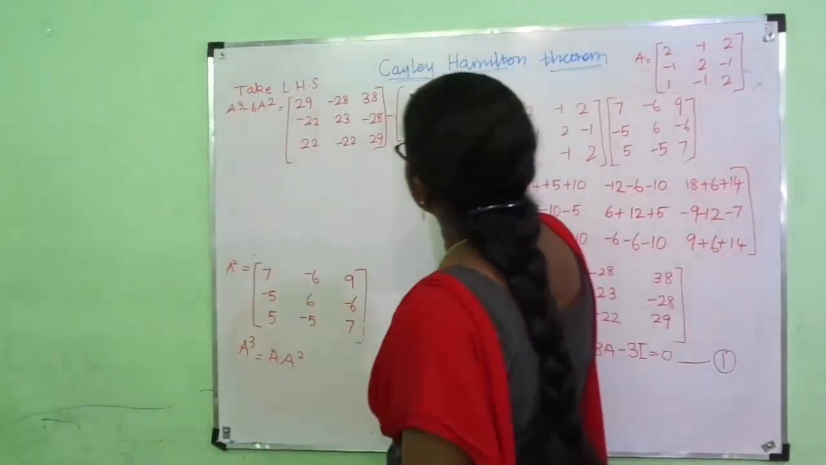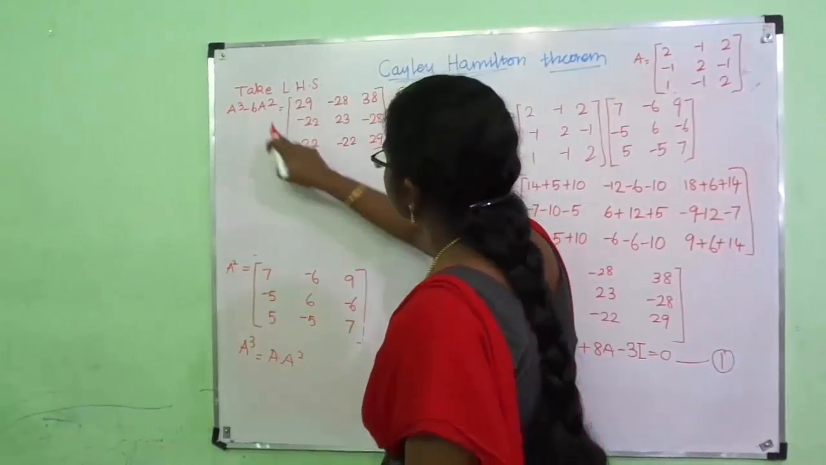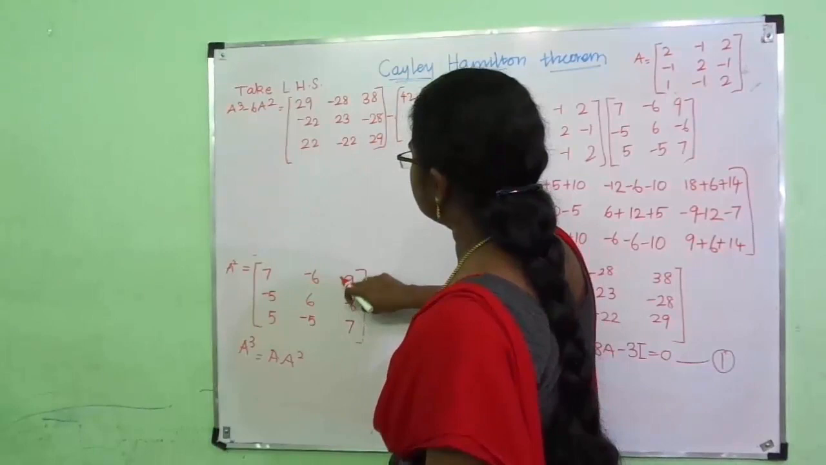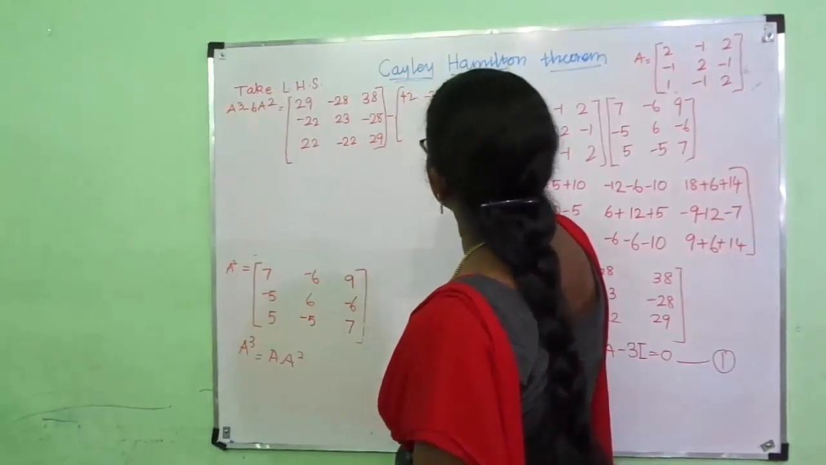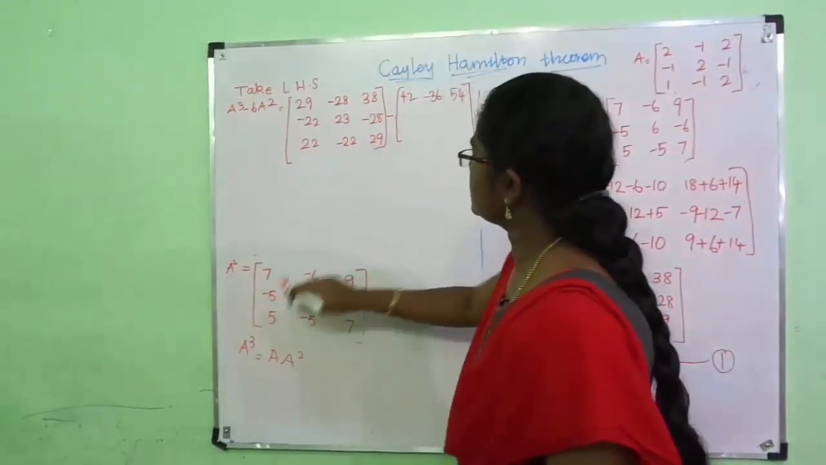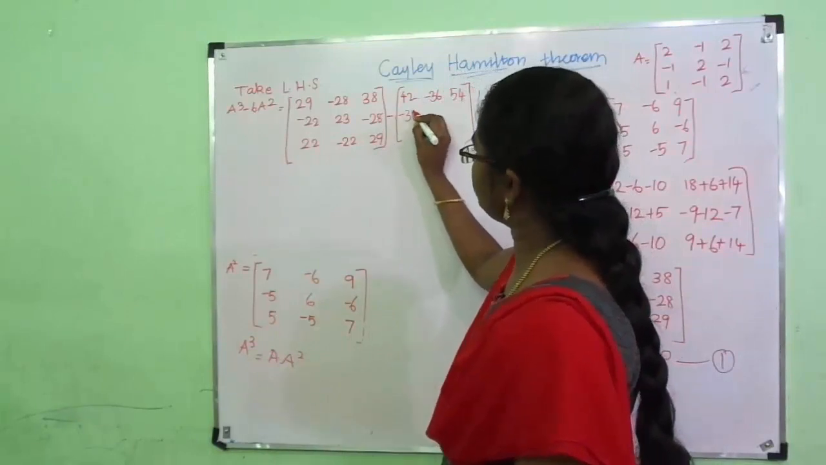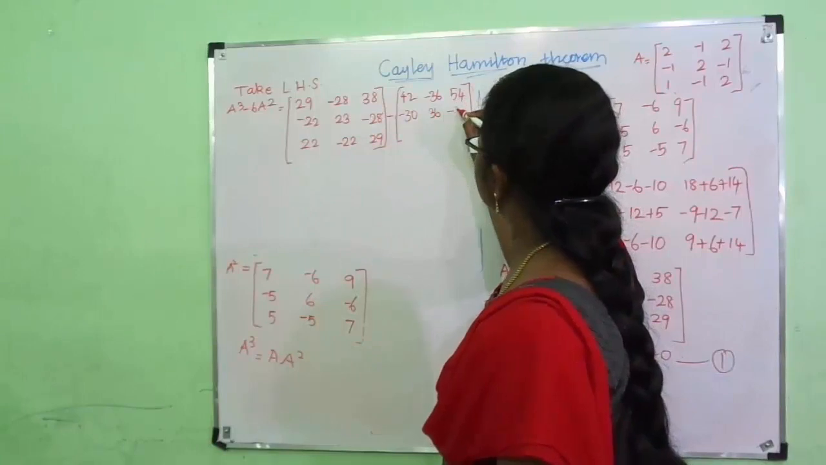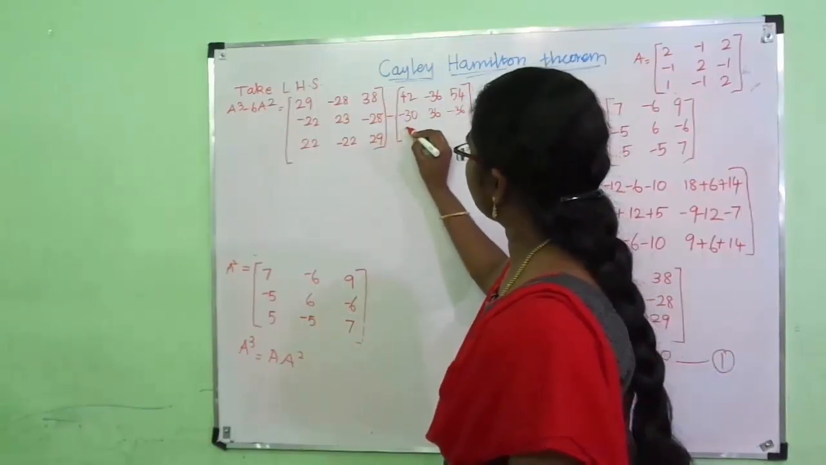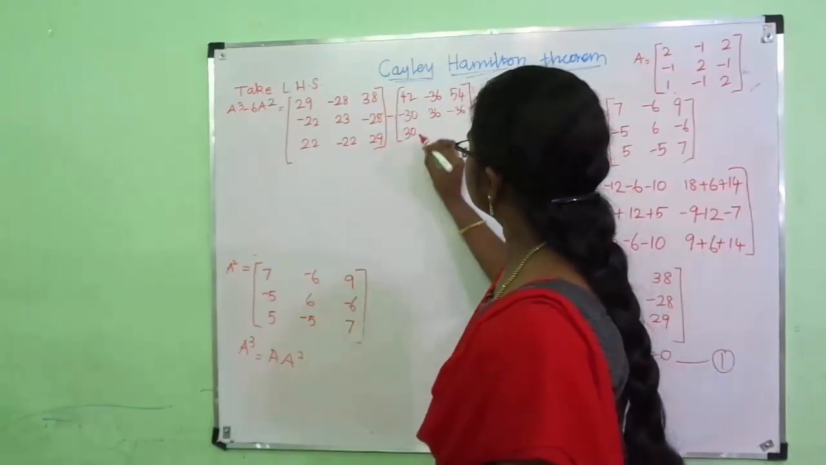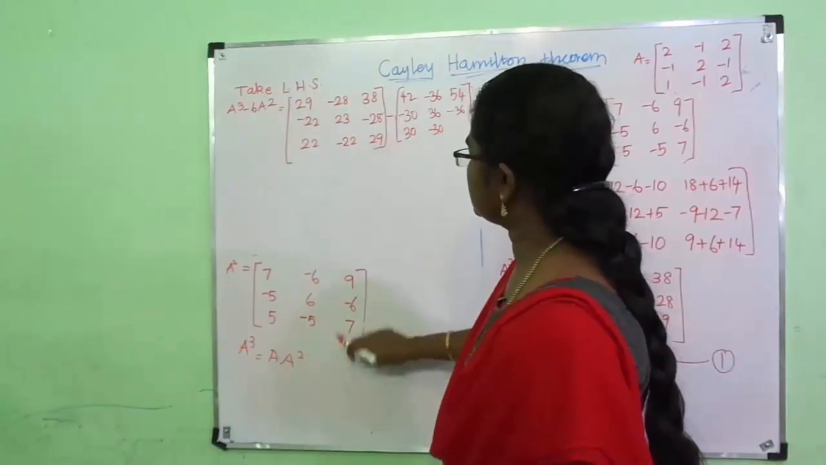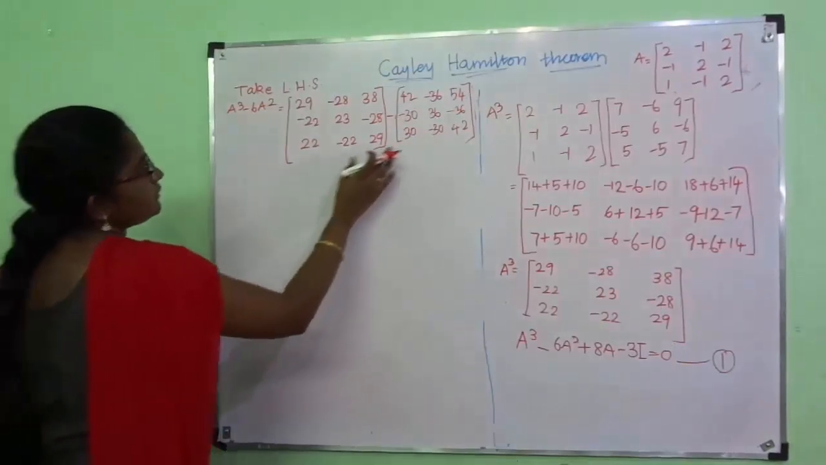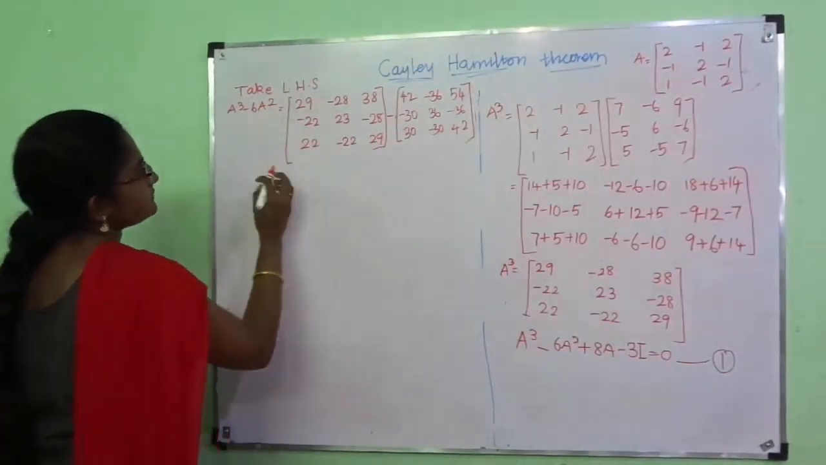6 into 7 you get 42. 6 into minus 6 you get minus 36. 6 nines are 54. Then 6 into minus 5, minus 30. 6 into 6, 36. 6 into minus 6, minus 36. 6 into 5 you get 30. 6 into minus 5, minus 30. 6 into 7 you get 42. In the next step we are going to subtract this from this.